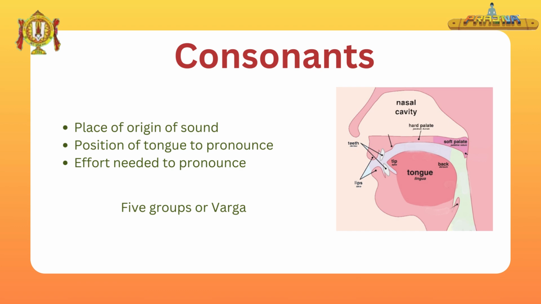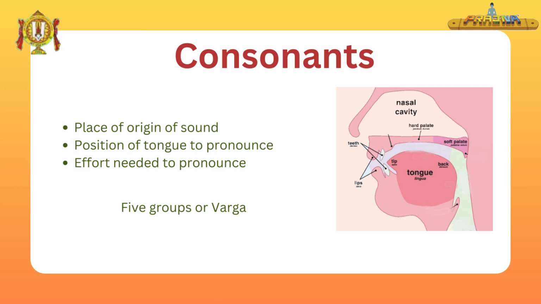Now let's practice the consonant sounds. To pronounce the letters perfectly, we should understand three things: the place of origin of the sound, the position of the tongue to pronounce the sound, and the effort needed to pronounce the sound. The consonant letters are divided into five groups. They are grouped according to the sound produced by association of a specific organ in the vocal cavity. Each group or varga has five letters and is denoted after the first letter of that group. The letters are also divided according to the amount of air needed to pronounce them.